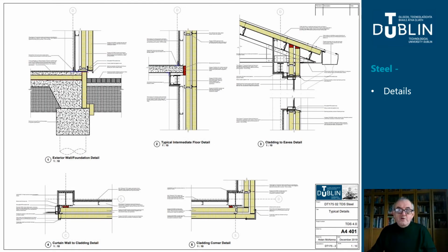And again, while the 1:20 sections describe the overall construction, more detailed drawings are required to describe each part of the building. These are detailed drawings of the walls, floors, window openings and roof, all at a scale of 1:5.